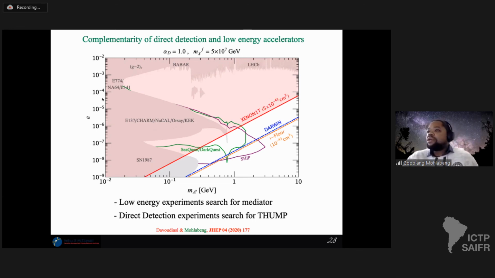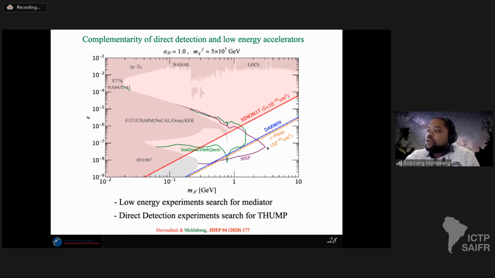Because of all these limits on epsilon, we realized that we can't actually get the multi-scattering signal that we got in the previous model. And so this is a single scattering, and therefore we have to look at the XENON1T extrapolated bounds. So this whole red region here is excluded by XENON1T, and this gray region is excluded by the normal beam dump searches that we know. This leaves us with a small region of parameter space, whereby the dark photon can be searched for at SeaQuest, DarkQuest, and CHIPS, and the dark matter can be searched for at DARWIN.